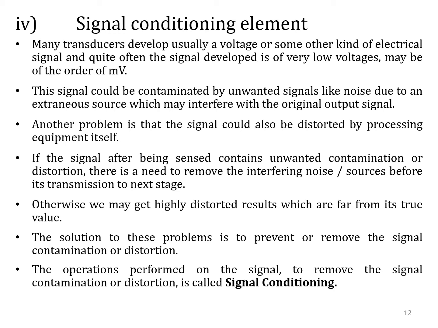If the signal after being sensed contains unwanted contamination or distortion, there is a need to improve the signal, removing interfering noise sources before its transmission to the next stage. Otherwise, we may get highly distorted results which are far from the true value. The solution to this problem is to remove the signal contamination or distortion. The operation performed on the signal to remove the contamination or distortion is called signal conditioning.